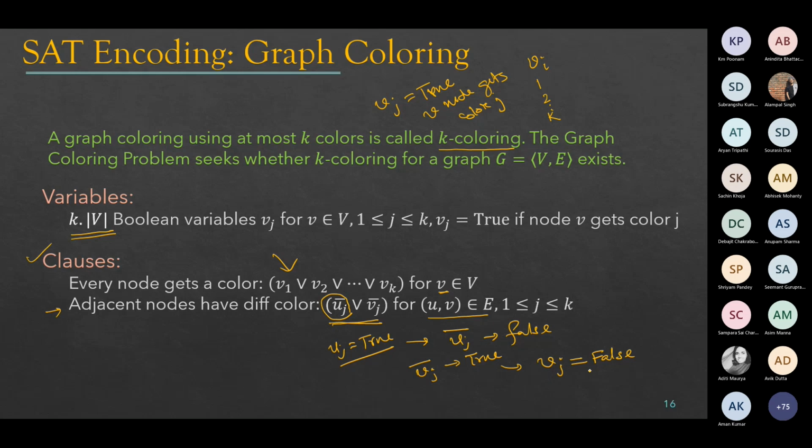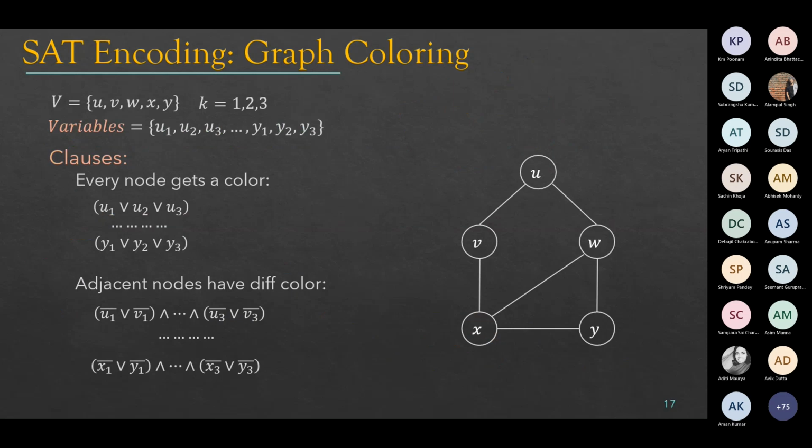And what does that mean? That means that we are not assigning the jth color to the node V, right? And you see that is exactly what we are trying to impose, that no two adjacent nodes will have the same color, right? And we'll be doing the same for all the nodes and all the edges.